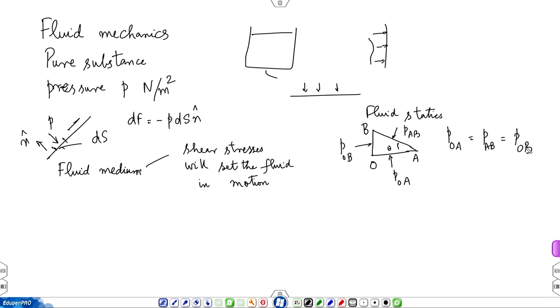Now, the weight of the element, now we are doing a calculation in 2 dimensions. So, in the third dimension, let us say it is unit distance. So, how much is the weight? It is OA times OB divided by 2.